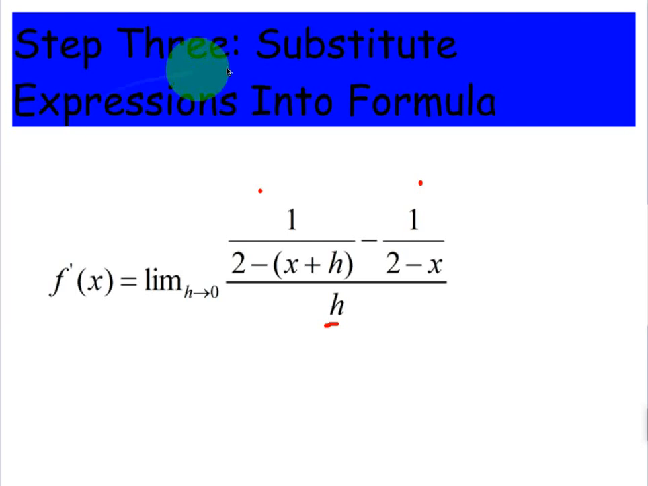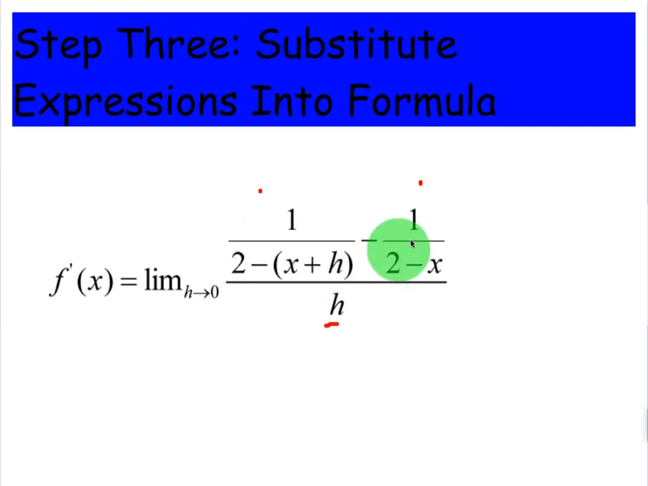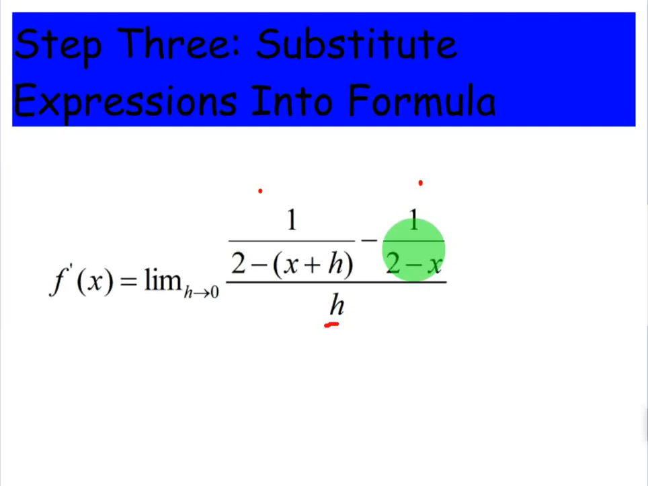Alright, so now that we've done that, we're going to substitute our expressions into the formula. Instead of f of x plus h, we're going to plug in what that is equal to. This is f of x plus h, right? And instead of f of x, we're going to plug in what f of x equals, which is 1 over 2 minus x. So we have f of x plus h minus f of x all over h.